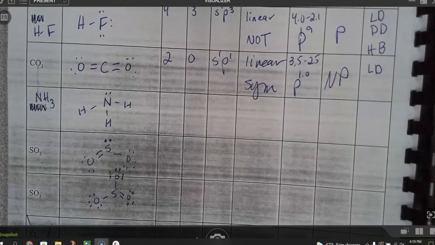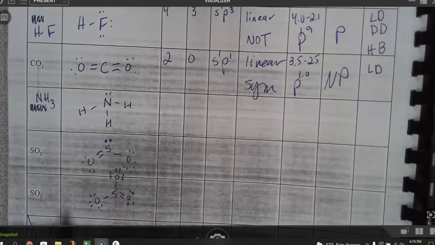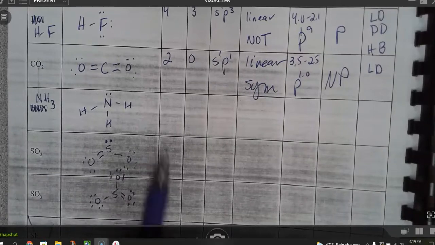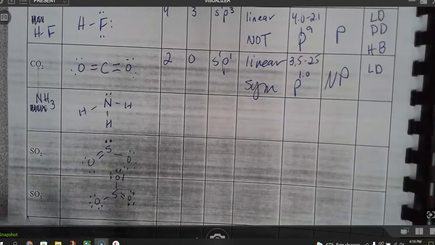And so we left you with these here. I gave you the Lewis structures, so now it's a matter of just filling out the rest of the chart. And this is going to be like your quiz shortly, okay?